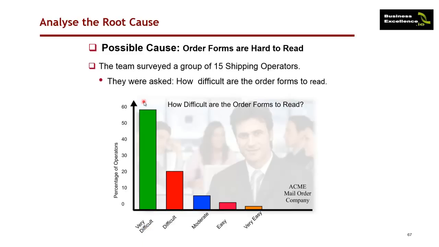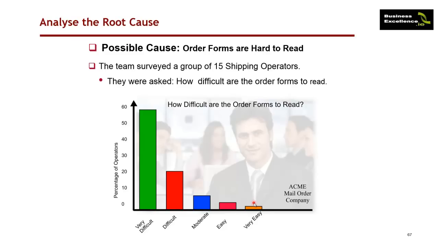Approximately 60% of the people said it was very difficult to read the form. Approximately 20% of the people said it was difficult. 10% of the people said it was moderately difficult. Less than 10% said it was easy, right down to 2 or 3% that said it was very easy. So if we asked ourselves the question, does this feel like it's a contributing factor to why these two products are shipped incorrectly? The answer would definitely be yes.